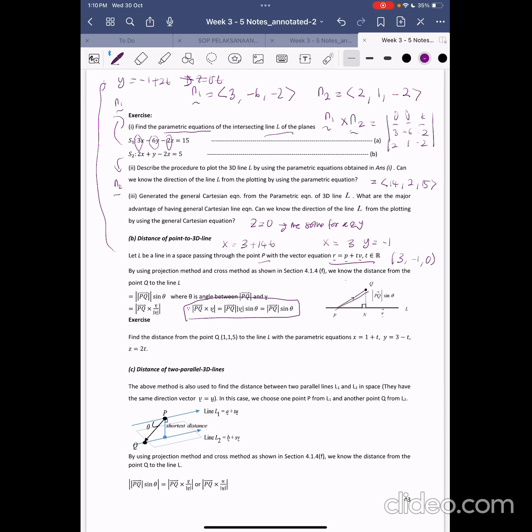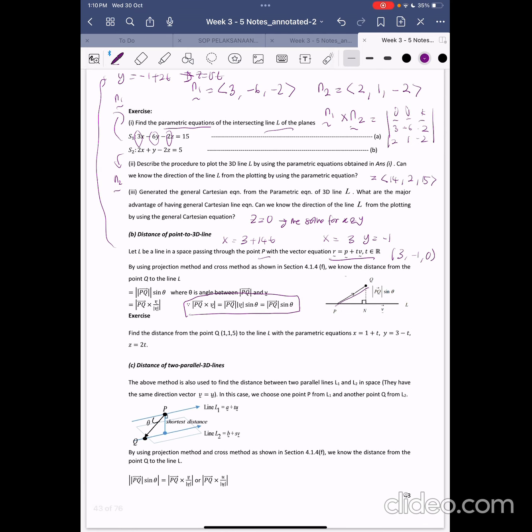How about if we want to find the distance between two parallel 3D lines? The lines are parallel with each other. Let's say the first line is A plus tU, and the second line is B plus sV. By using the projection method and cross product method, we can find the distance of point Q to the line L, which is PQ sin theta, or PQ in the direction of unit vector V. You can pick either way, either U or V. It doesn't matter, because they are parallel. You will get the same answer. Okay.